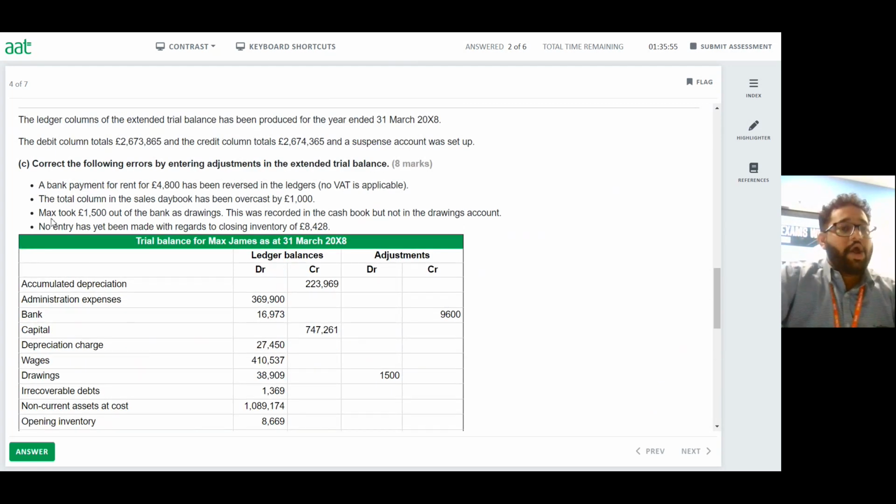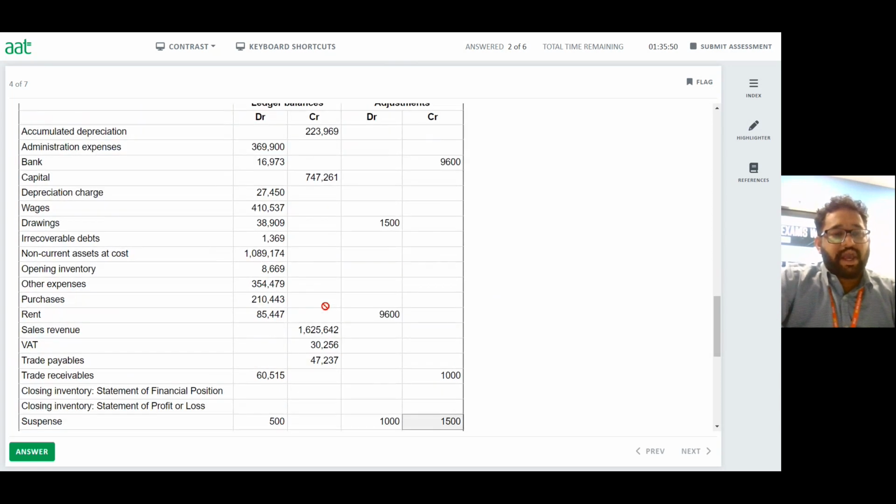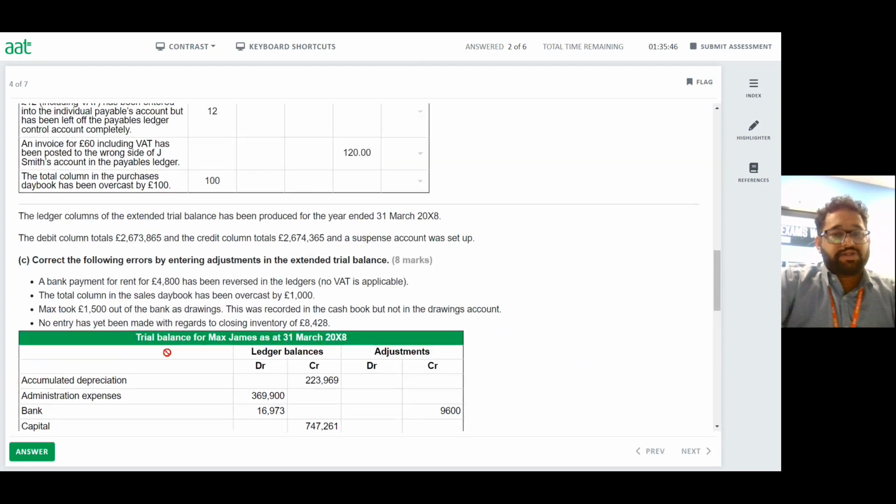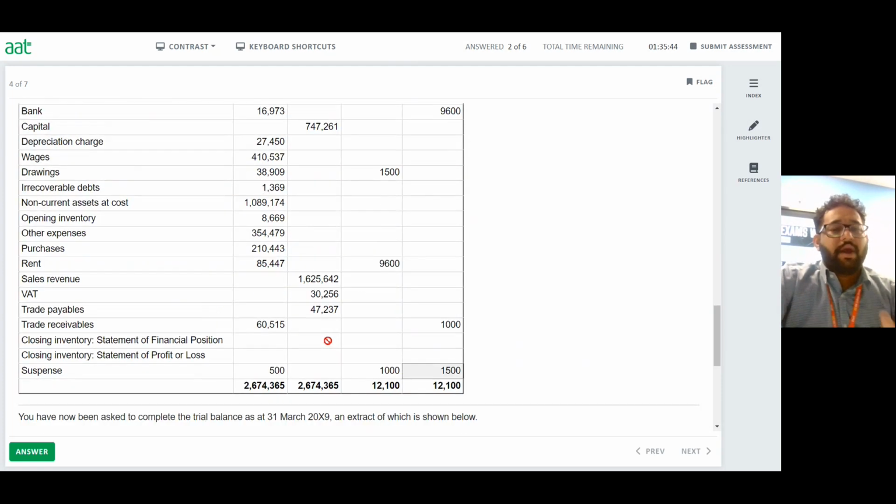Now look at the last one. No entry has been made in regards to the closing inventory. So if you look at that here, the closing inventory says statement of financial position and statement of profit and loss. The amount is 8,428. But I need to know which one is what.